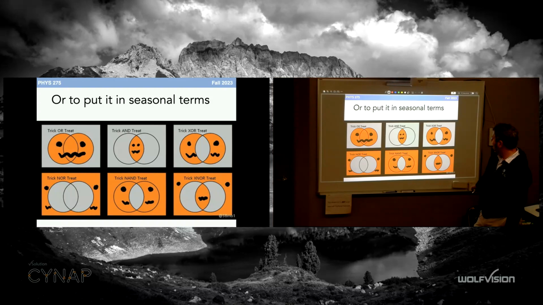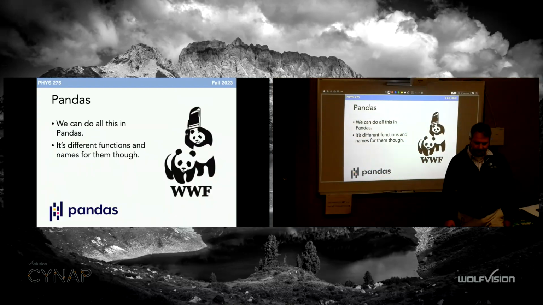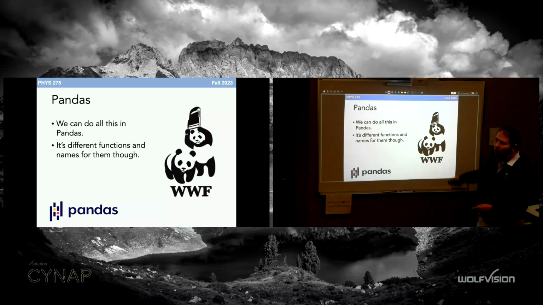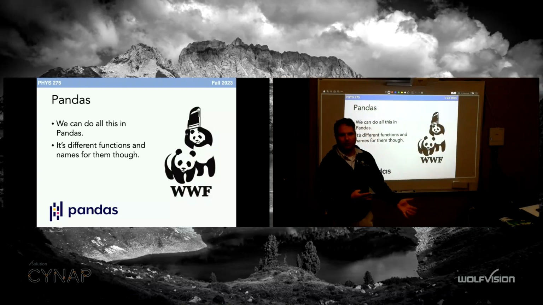And trick, in here or in the outside. Basically, you end up using one of these: inner, outer, left or right. Okay, pandas. This is not the pandas logo. This is the pandas logo. So we can all do this in pandas. And in fact, you'll probably end up doing this in pandas unless you go into astronomy.